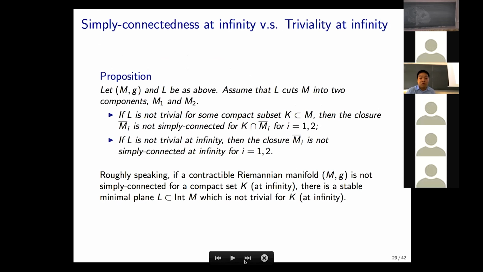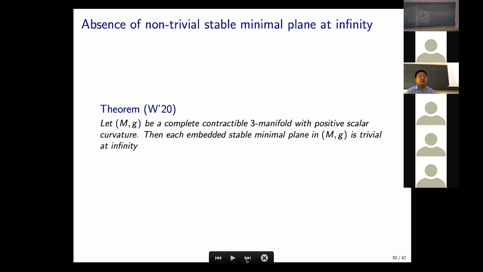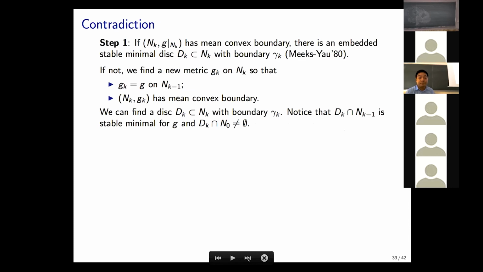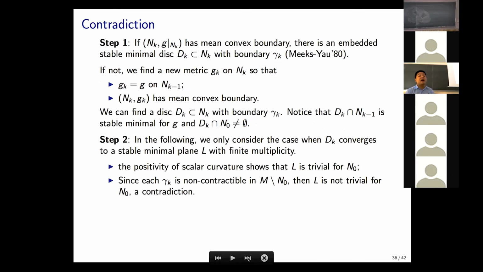Actually, we prove that in a complete contractible three manifold with positive scalar curvature, each embedded stable minimal plane is trivial at infinity. So each plane that is a stable minimal plane is also trivial for N0. Because each gamma k is non-contractible in M delete N0, L is not trivial for N0, and we get a contradiction.